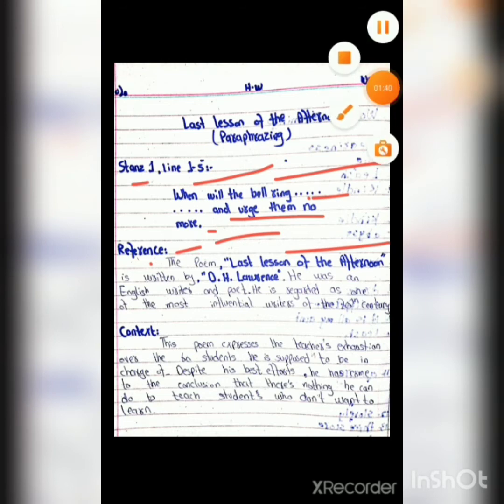ठीक? Now, the first one is reference. The poem last lesson of the afternoon, like this, जिस तरह मैंने highlight किया हुआ इसी तरह आपने भी name of the poet, name of the poem को highlight करना with the marker. Now, the poem Last Lesson of the Afternoon is written by D.H. Lawrence. He was an English writer and poet. He is regarded as one of the most influential writers of the 20th century. Now, that is the reference.